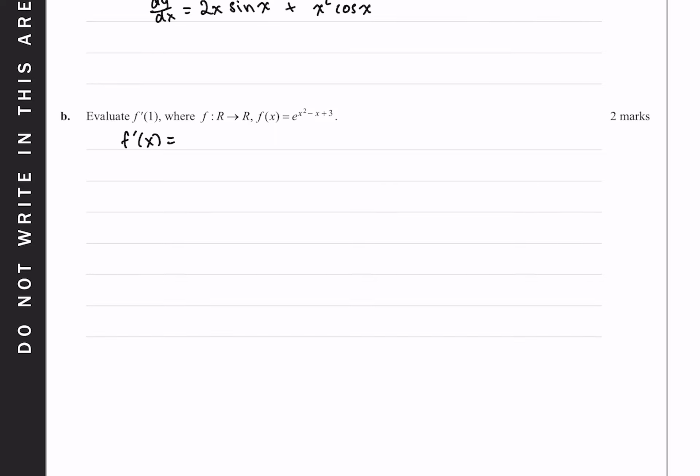For question 2, there's 2 marks. So you want to first find the derivative and then sub in 1 into the derivative. You don't want to do it both in one step.